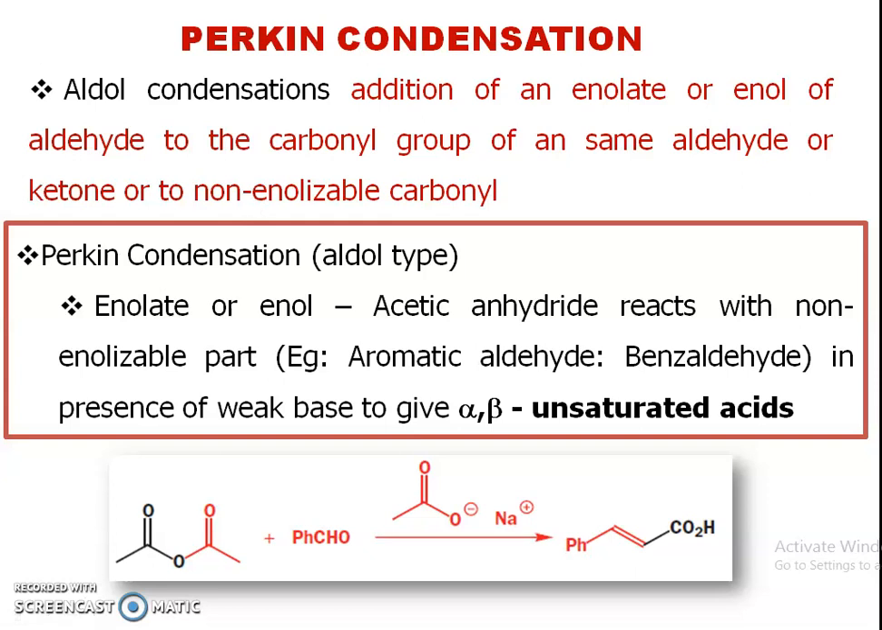Perkin is also similar. In Perkin, we are using acetic anhydride enolate, and this enolate of acetic anhydride is added to the non-enolizable carbonyl, that is an aromatic aldehyde, usually benzaldehyde for example, in the presence of a weak base. The final product will be alpha beta unsaturated acids. So acetic anhydride and benzaldehyde in the presence of a weak base, sodium acetate, give cinnamic acid.